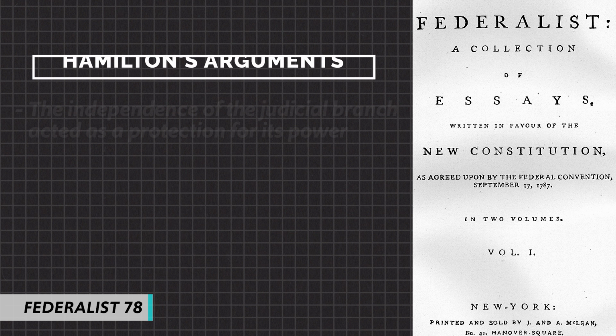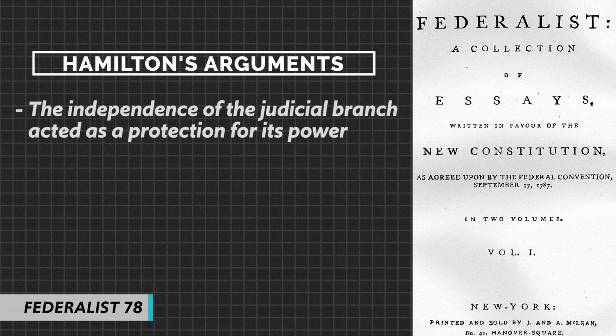The Supreme Court is the only one of these courts that is explicitly mentioned in the Constitution, and that is in Article 3. All the other courts I mentioned are created by Congress in the Judiciary Act of 1789. Now, wouldn't you know it, there is a required document associated with the Supreme Court, namely Federalist 78. In this essay, Hamilton argued that the independence of the judicial branch acted as a protection for its power.